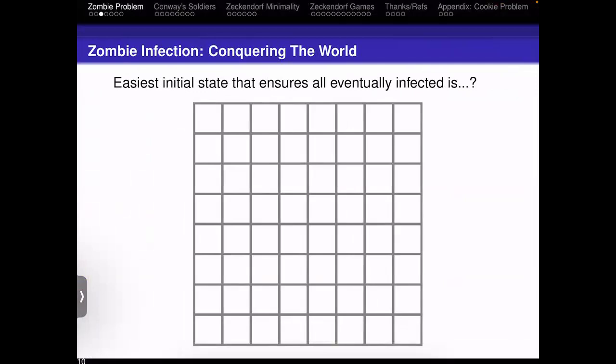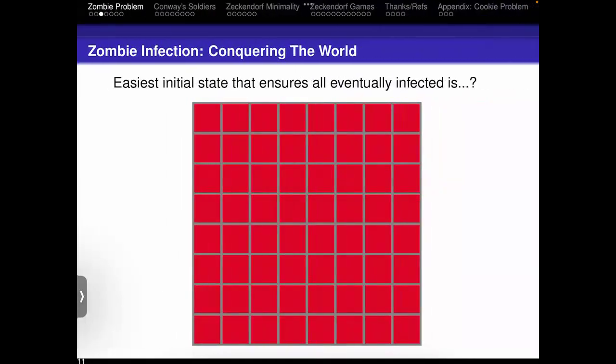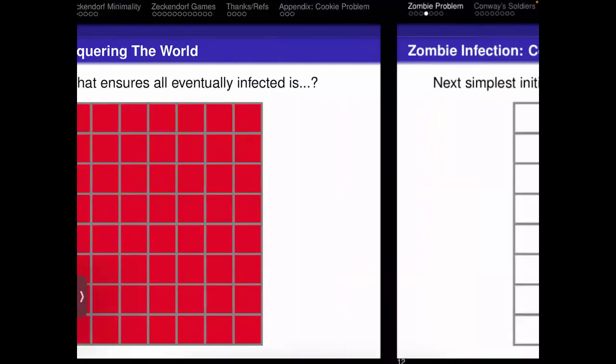Can someone give me the easiest configuration you can think of for cells to be infected with zombies that will guarantee that at some point in time, everybody's infected? The simplest configuration you can think of. No, that is not the simplest. Yes, all of them. If everybody's infected initially, do you agree that at some point in time, everyone will be infected? That's the easiest configuration. Okay, now what's a slightly easier one?